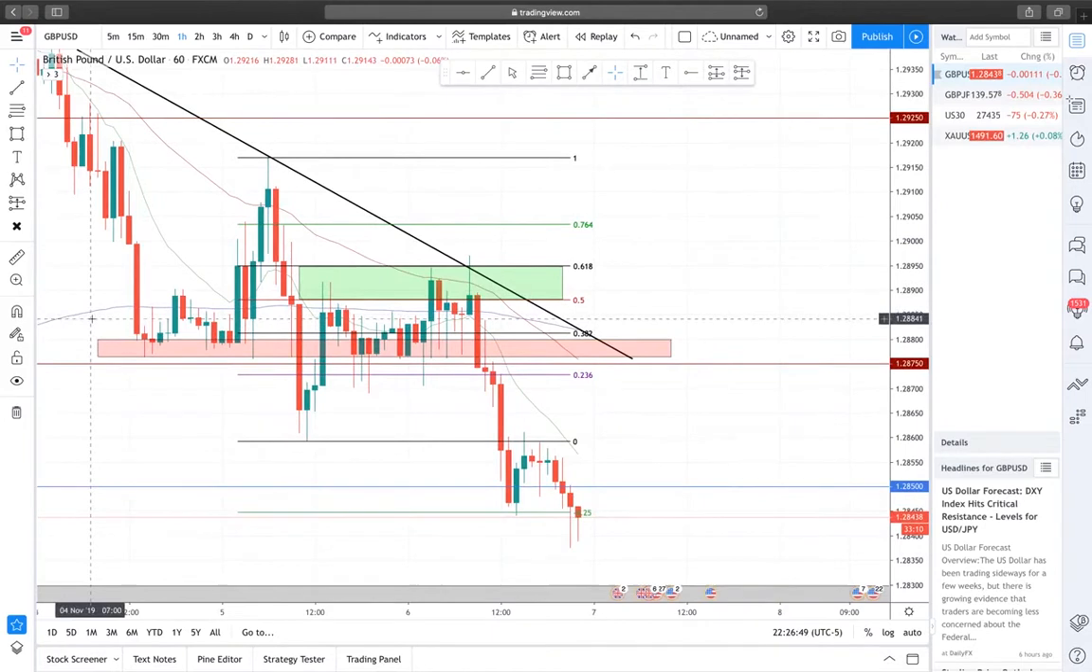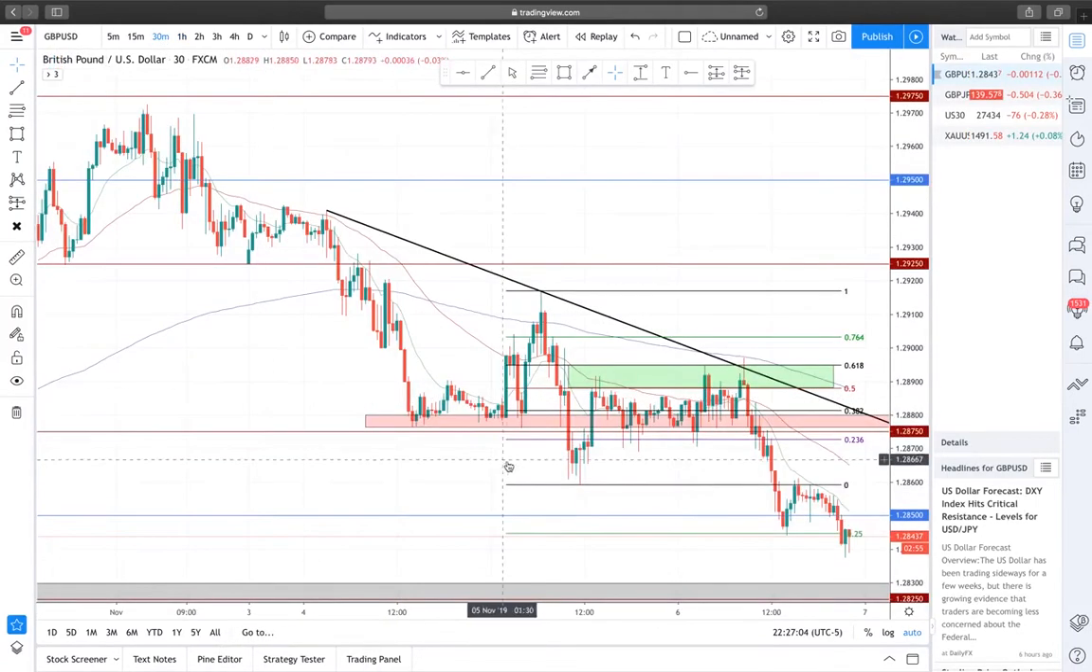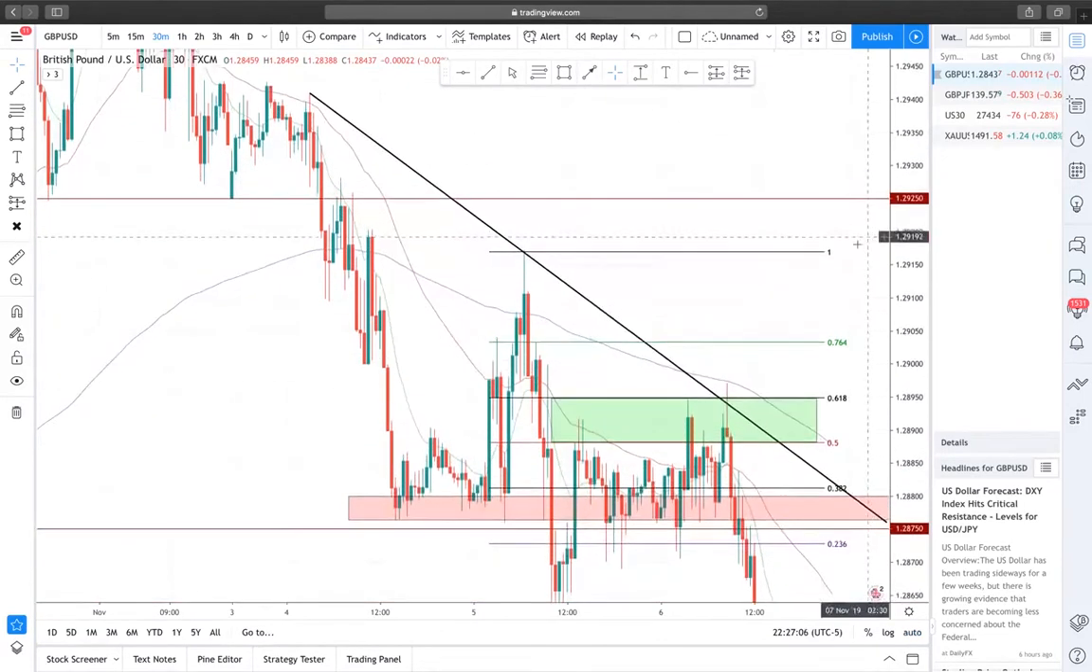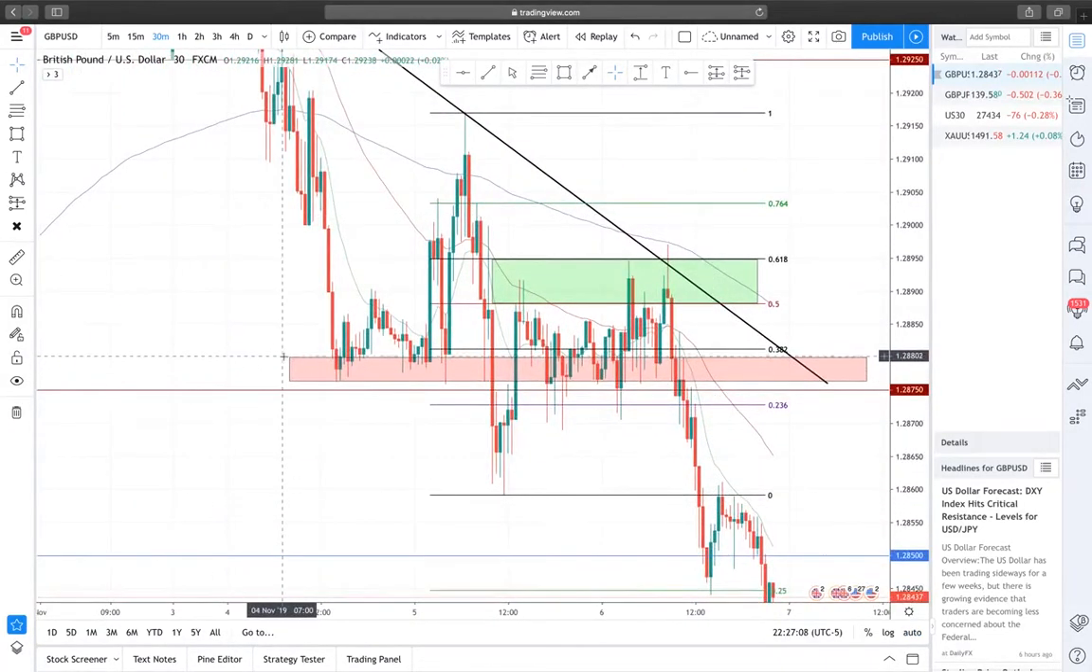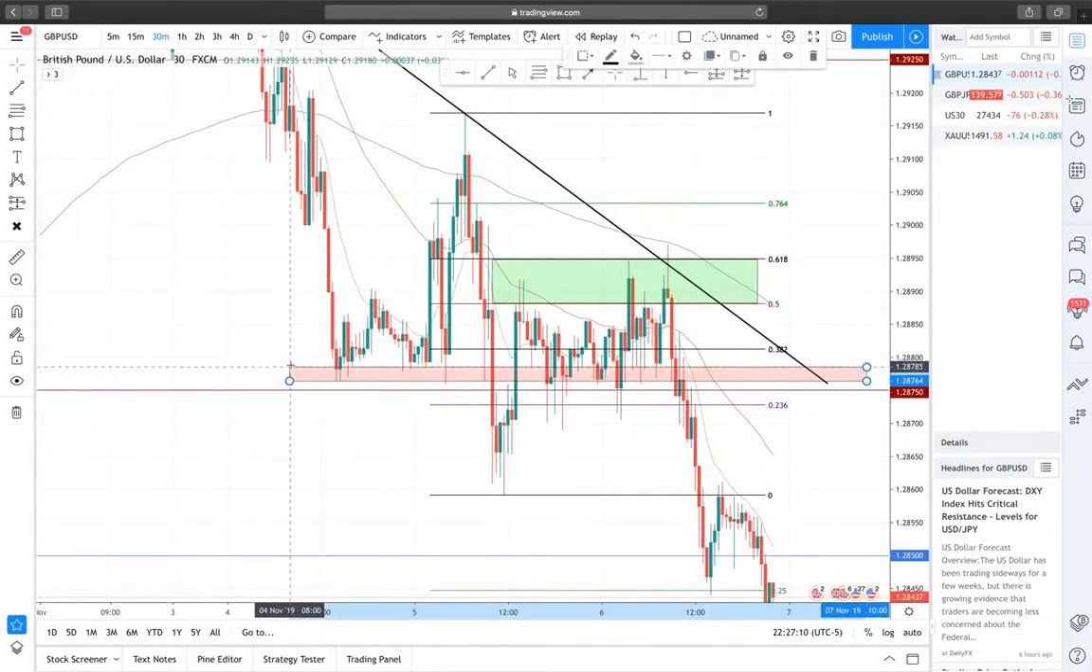But as you can see, we did come over here and we did close under this right here, which is our 1 hour support and it is also our 30-minute support. All you gotta do is just basically like that. So 30-minute support, 1 hour support.